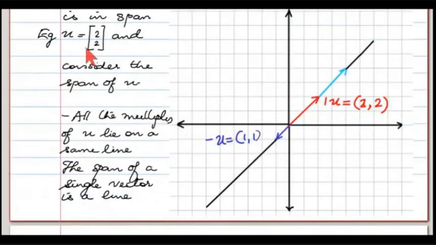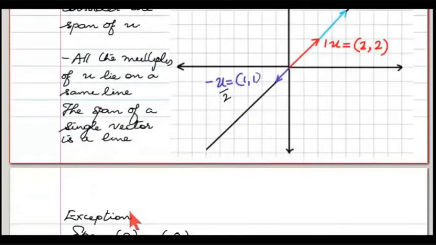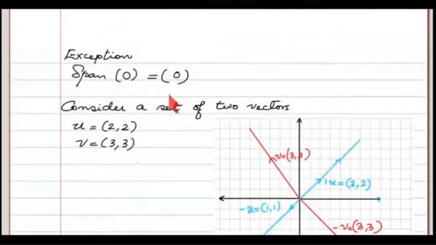One example: u equal to (2, 2), and consider the span of u. So u equal to (2, 2) will be like this. The span of u means it will lie on this line. All the multiples of u lie on the same line. So (2, 2) will lie on this line. Again (1, 1) will lie on this line, that is half of this one. All the multiples of u lie on the same line. The span of a single vector is a line. One exception: the span of 0 is 0.